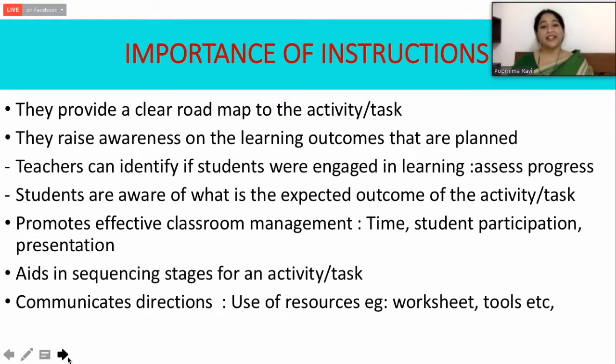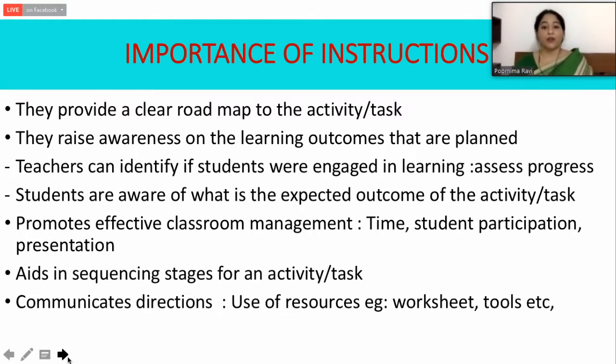Next, they raise awareness of the learning outcomes that are planned. Most of the time, we think instructions are all about just sit down, stand up, enter the classroom. But have you ever thought about how your learning outcomes are achieved? We'll look at ways we could do so. We could also raise awareness in terms of a teacher being able to identify if students were engaged in the learning process, that is, assess progress. So let's say if I have an instruction to complete the task in 10 minutes, it means I can have a checklist to see if those 10 minutes are made good use of.